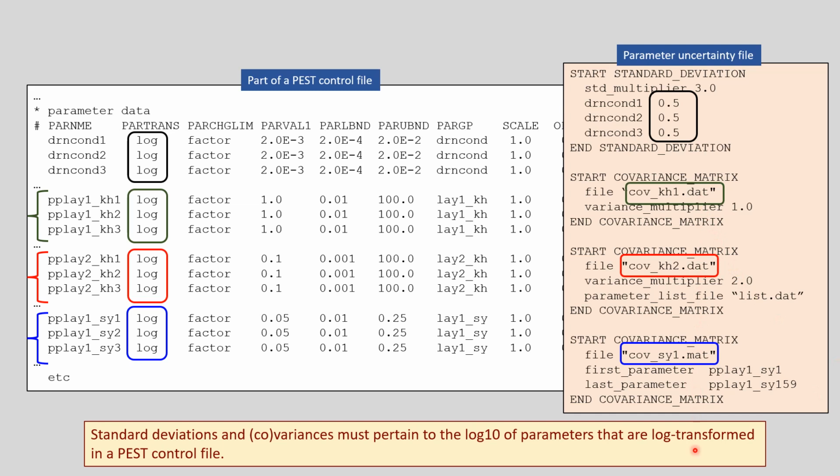Variances and covariances in the covariance matrix file must pertain to the logs of these parameter groups. The log to base 10. Conversely, if the partrans value is none, then these standard deviations and variances, covariances pertain to the native parameters.